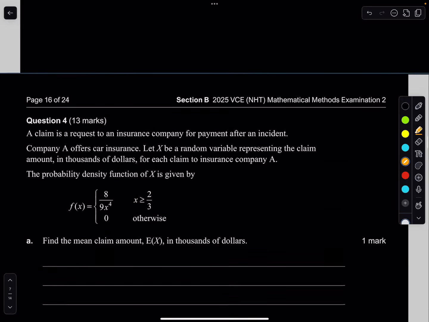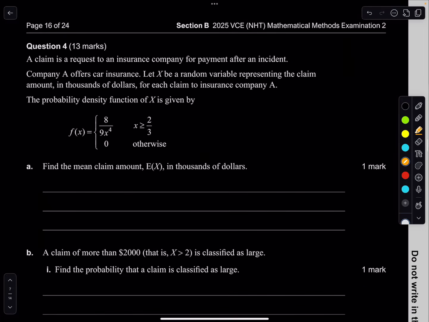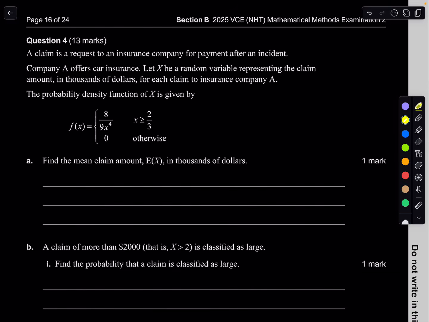Beautiful. Next question. Question 4. We're done with that. Let's have a try at this question. A claim is a request to an insurance company for payment after an incident. Company A offers car insurance. Let X be a random variable representing the claim amount in thousands of dollars for each claim to insurance company A. The probability density function of X is given here. Find the mean claim amount in thousands of dollars.